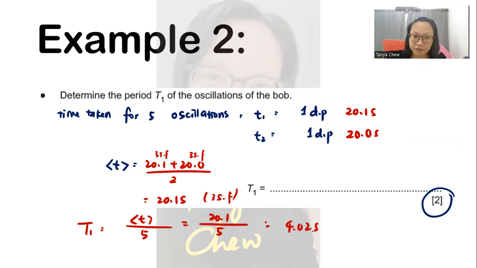And period is calculated data, because I'm using my calculator to do my calculation. So look at the significant figures of your raw data. This is 3 significant figures. So therefore, your period 1 must be 3 significant figures as well. So my answer is 4.02 seconds, and we are done.